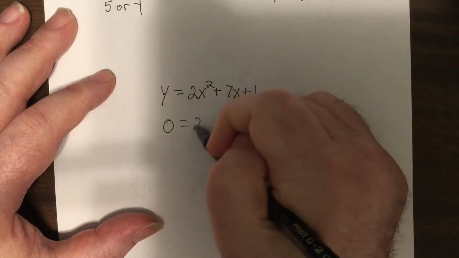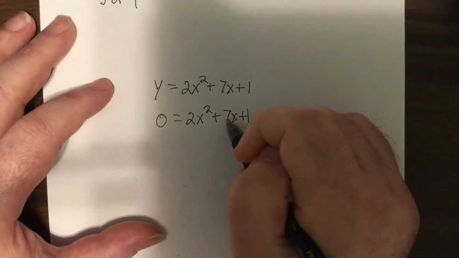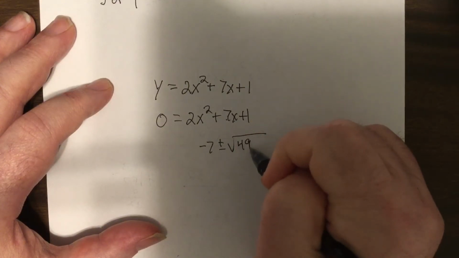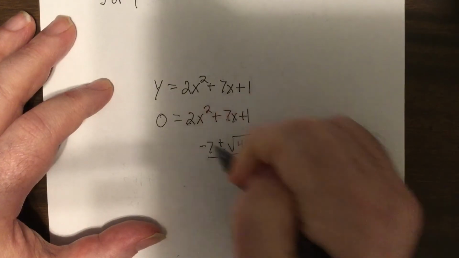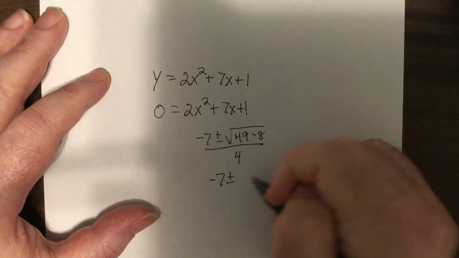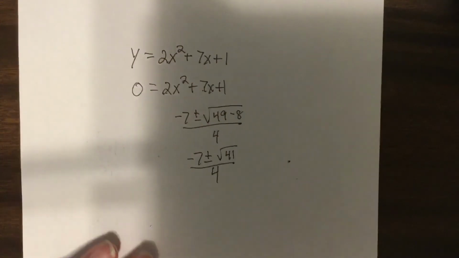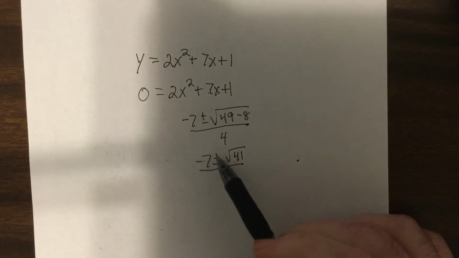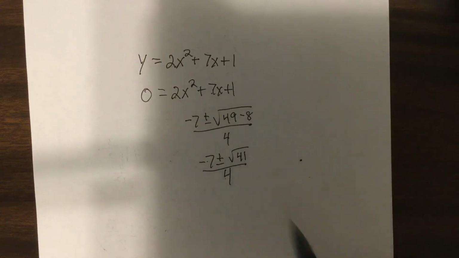So I'm going to do the opposite of b, plus or minus the square root of b squared minus 4ac all over 2a. So it'd be negative 7 plus or minus the square root of 41 over 4. Again, if I were to graph this, I get a calculator and approximate negative 7 plus square root of 41 over 4 and negative 7 minus square root of 41 over 4.